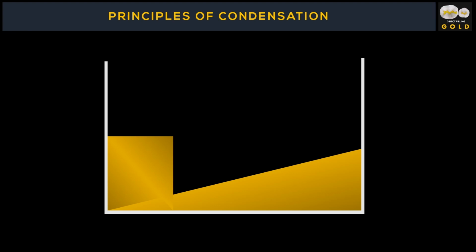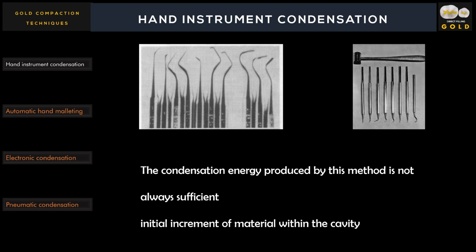For doing compaction or condensation of direct filling gold, 4 different techniques can be used. That includes the hand instrument condensation, automatic hand malleting, electronic condensation, and pneumatic condensation. So in the first technique, with the help of the hand instruments or the hand condensers, the force is applied and it is compacted well within the cavity. Maybe a mallet is used in order to tap the direct filling gold material so that the cold welding can take place. So this is an easy technique and does not require any sophisticated instruments for compaction.